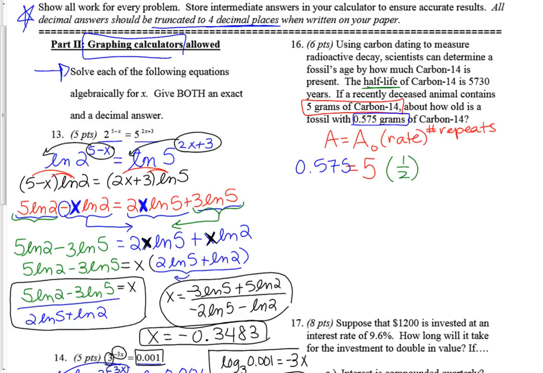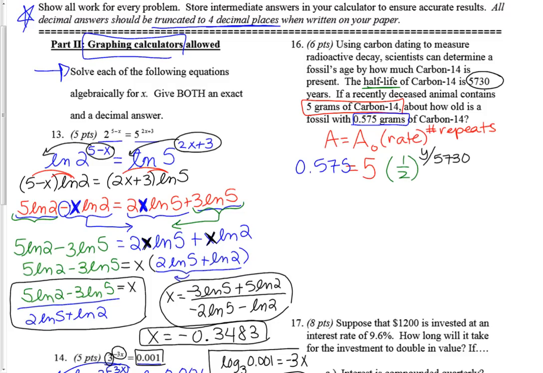But the weird thing for this one is in the number of repeats. This process isn't going to repeat every year. It's going to repeat every 5,730 years. So I could put in here y divided by 5,730, or I could just solve for the number of repeats and then adjust accordingly. I usually put it in this way.